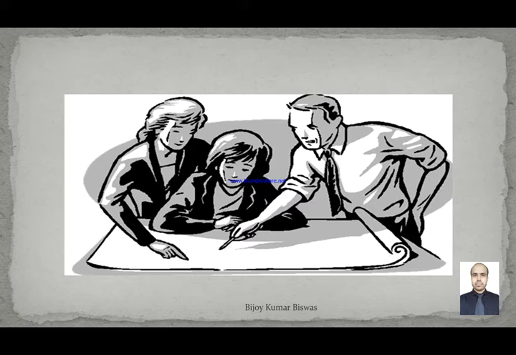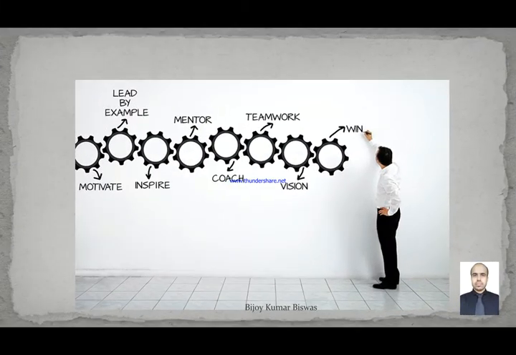This is our plan, this is our future course of action, and these are our activities. It will be performed by the subordinates. He is trying to show what will happen in the future in this organization. In another picture, one person is writing motivation, inspire, mentor, teamwork, coach, vision, and then win. The person in the picture has drafted a future course of action. This will be done, and then we will win. It means that it is planning.